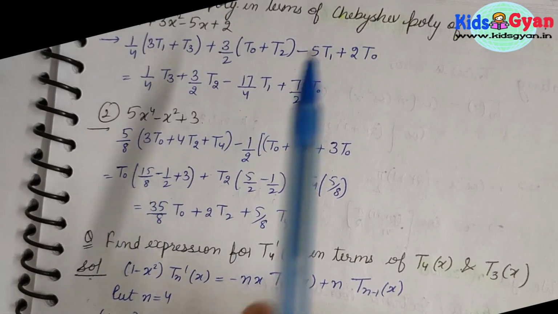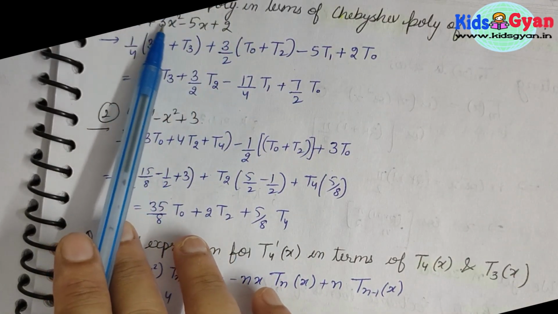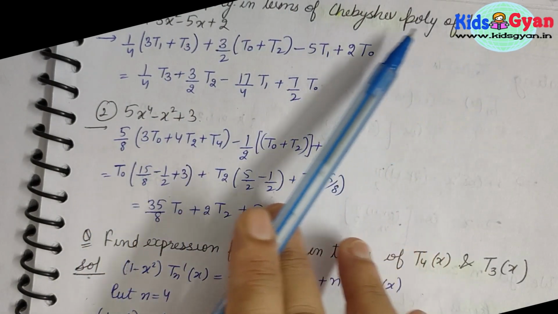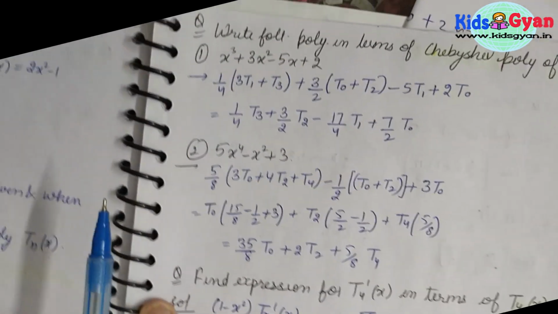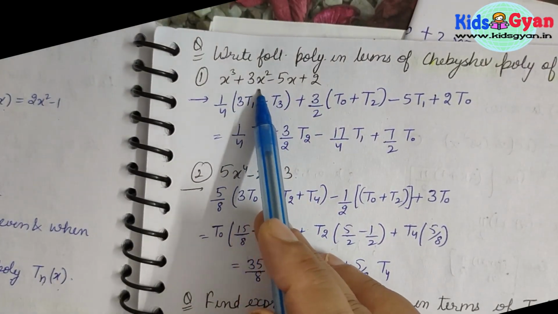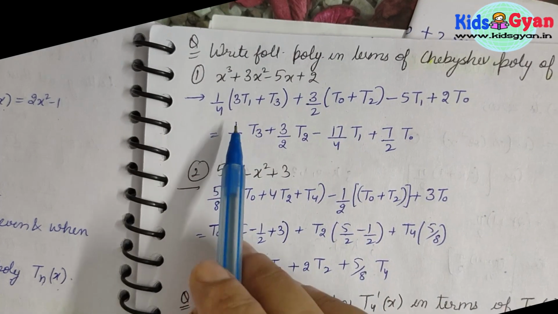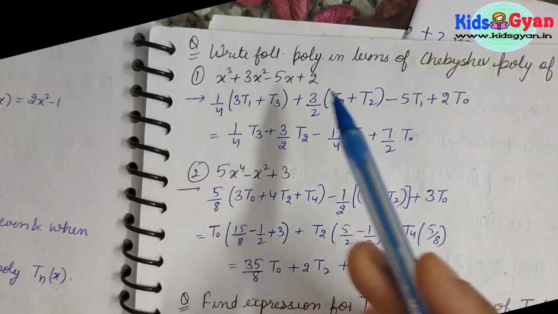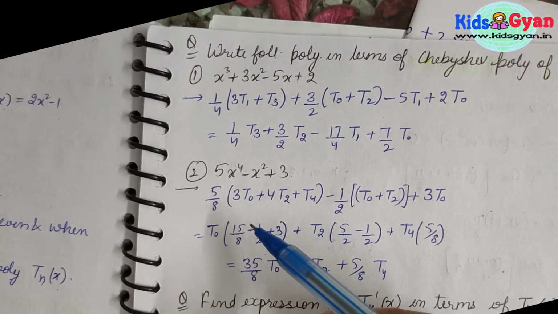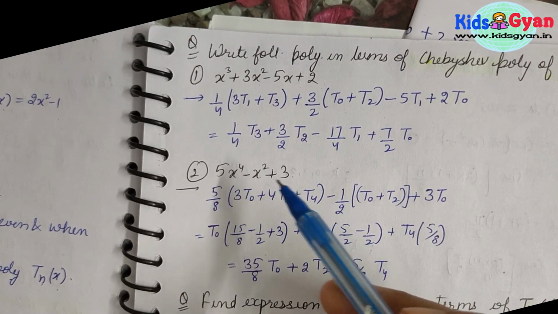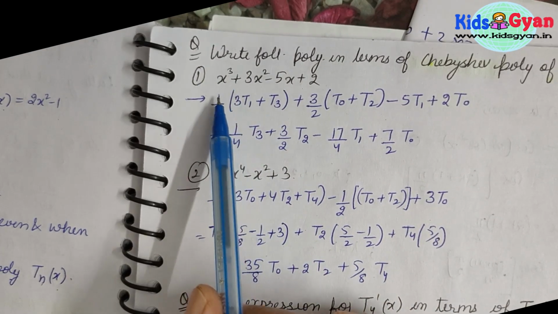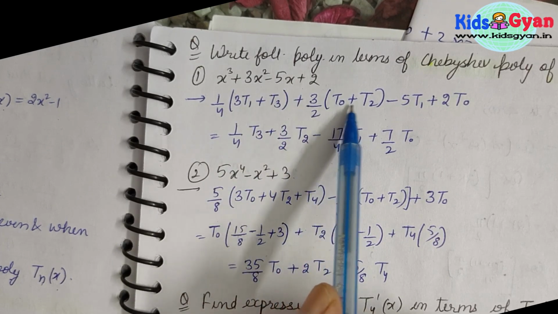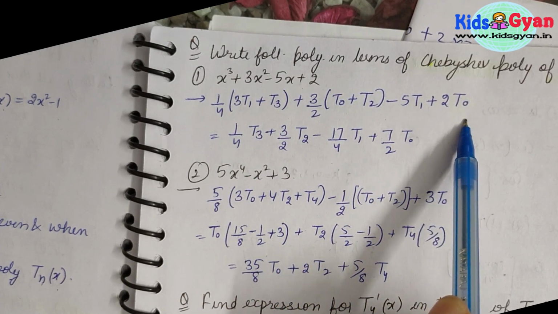Now write the following polynomials in terms of Chebyshev polynomials of first kind. If we have a polynomial of the form x cube plus 3x squared minus 5x plus 2, we know all the values of x cube, x squared, x in terms of Tn(x), that is T0, T1, T2. So what is x cube? x cube is 1 by 4 (3 T1 plus T3). x squared is 1 by 2 (T0 plus T2).